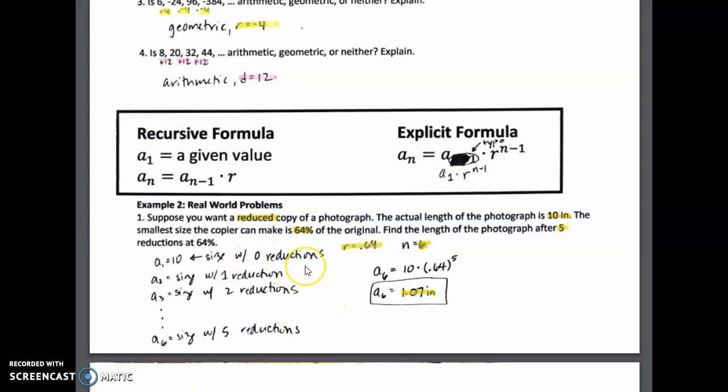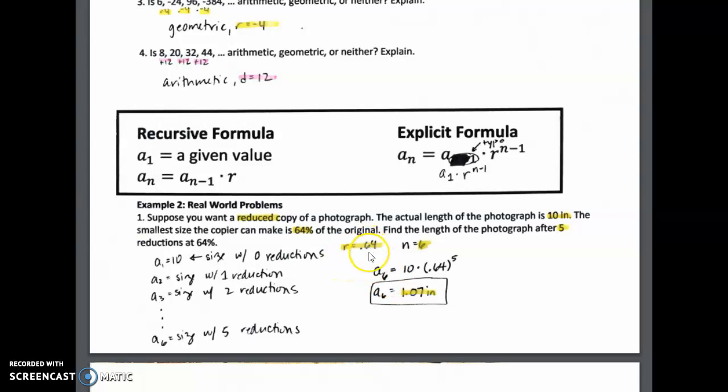So we're going to apply that to this word problem right here. Suppose you want a reduced copy of a photograph. The actual length of the photograph is 10 inches. The smallest size the copier can make is 64% of the original, and we're being asked to find the length of the photograph after 5 reductions at 64%. So our very first measurement, our a sub 1, is 10 inches. That's the size with 0 reductions. So if we reduce it 5 times after that, what we need to find is a sub 6, actually, or our n is 6 in this case. Even though we're reducing it 5 times, our first term is from 0 reductions. So we actually have to find the sixth term in the sequence.